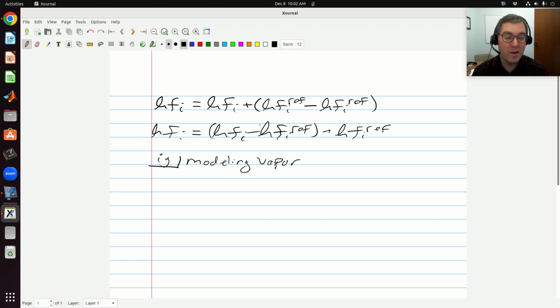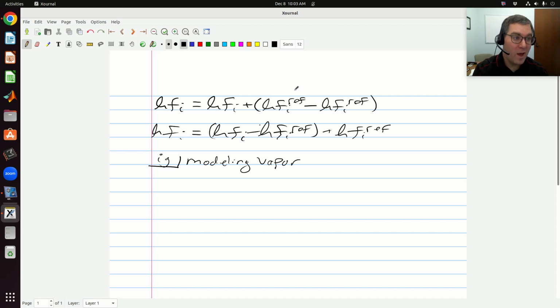Why? Because, adopting a reference state of an ideal gas to model a vapor phase, well, they're going to be reasonably close, right? In the vapor phase, the molecules are pretty far apart, so their interactions are usually pretty small. So adopting a reference state as an ideal gas, where those molecules aren't interacting, is a good choice.